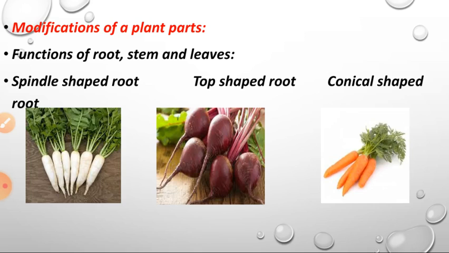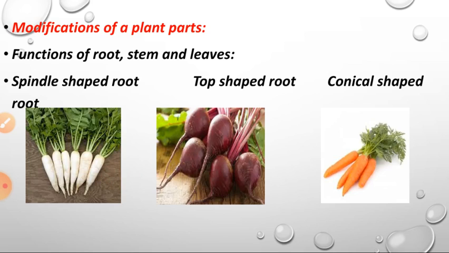But here you can see some vegetables: radish, beetroot, carrot. These are vegetables. Can you tell me which part of the plant this is? This is the root part of the plant. Here radish is a spindle shaped root.